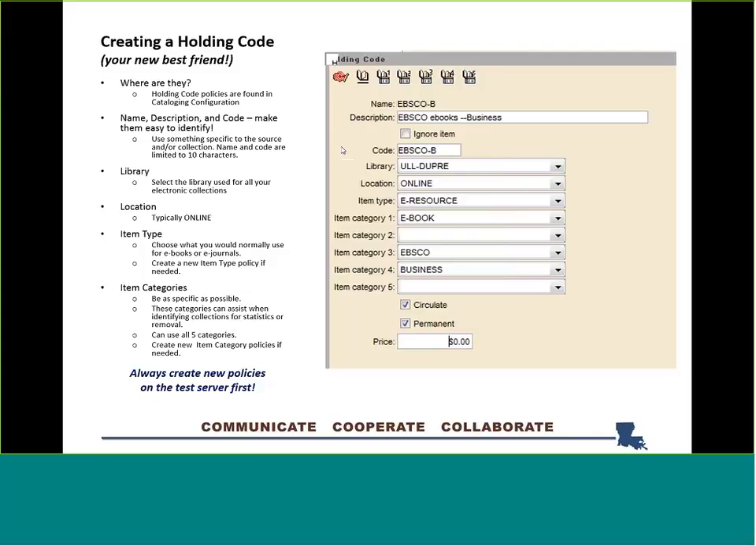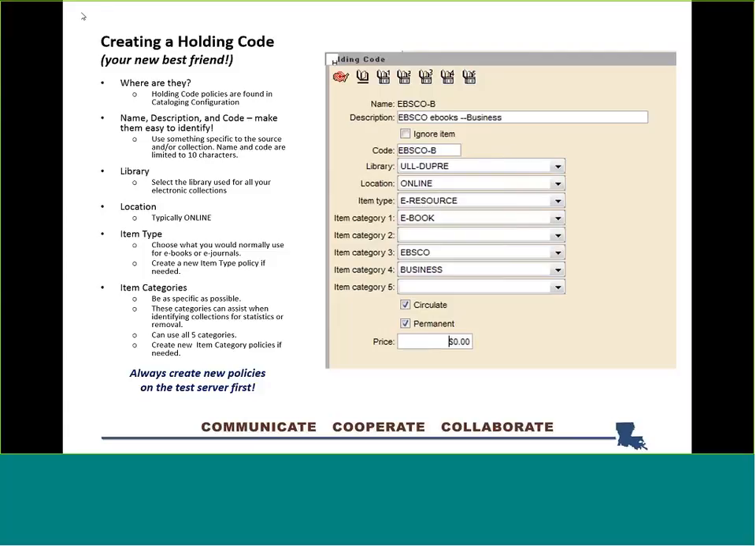category 1, but then they narrowed it down what vendor, it's EBSCO. They put that in item category 3, and furthermore, which collection is it from EBSCO? It's business, and they put that in item category 4. So when they load these records, it's going to use, in the BibLoad, this holding code, and those records are already going to be created with these specific policies.